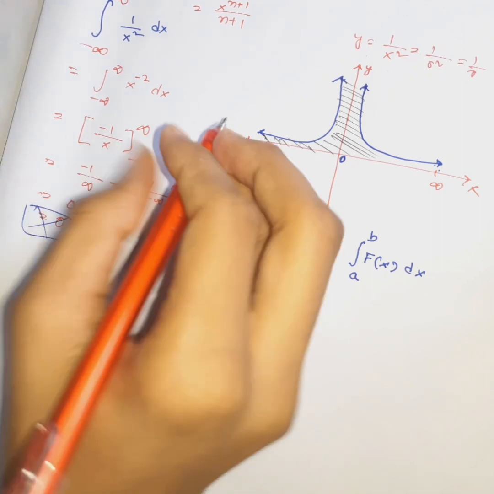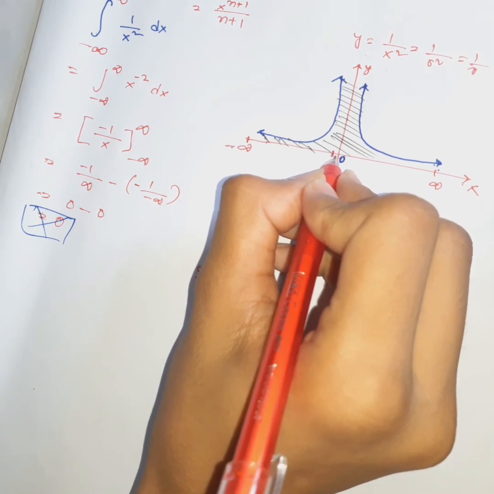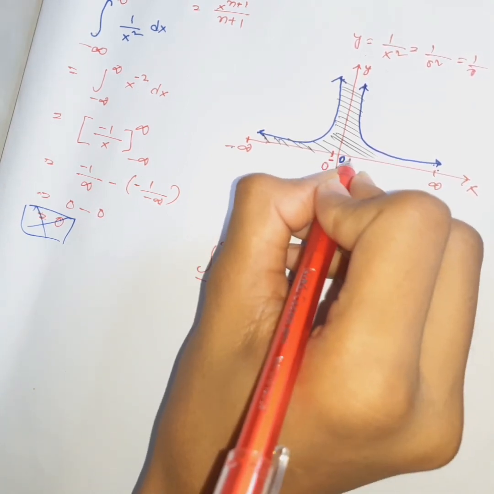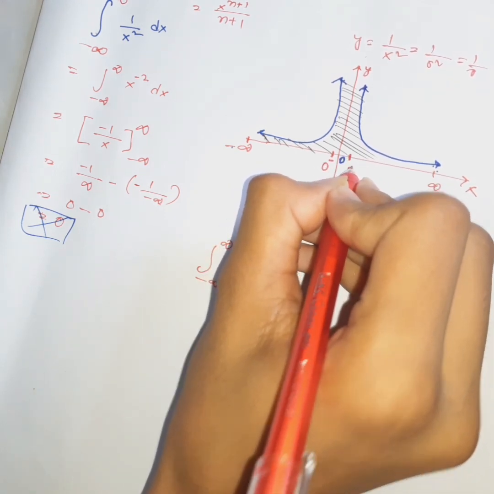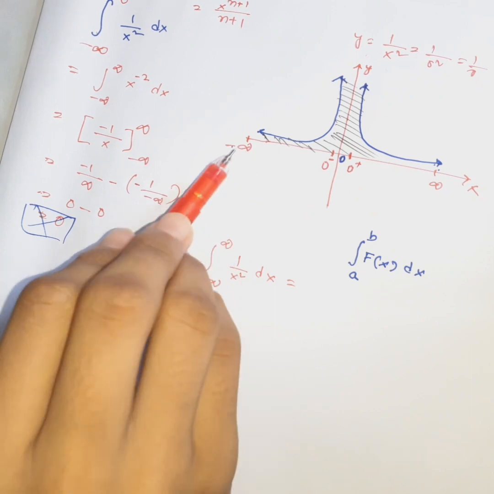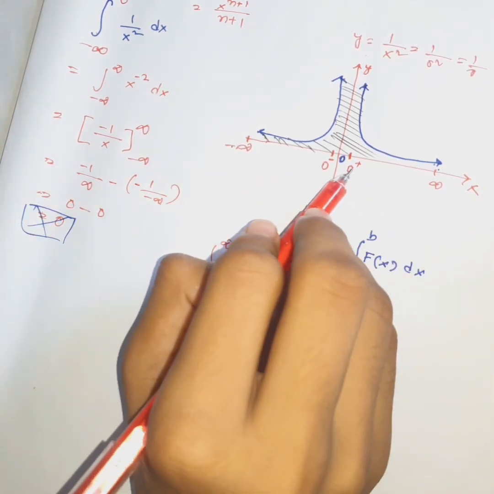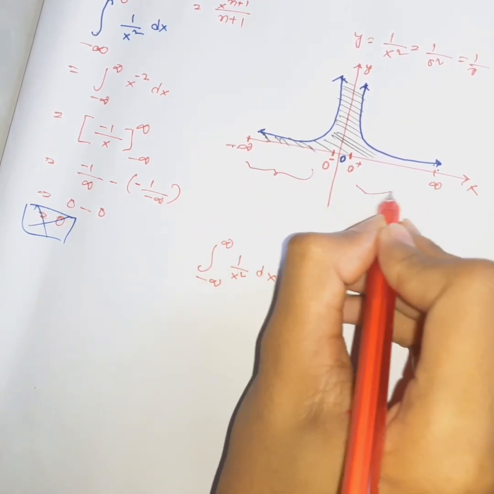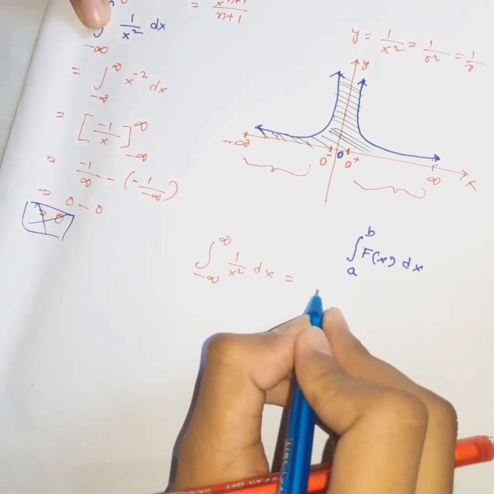First, we will be integrating from negative infinity to a very close number to 0, suppose 0 minus, and a little bit greater than 0, 0 plus. First we will be integrating from negative infinity to 0 minus, then we will integrate from 0 plus to infinity, then after that we will just add these two areas. So now your integral breaks into two parts.